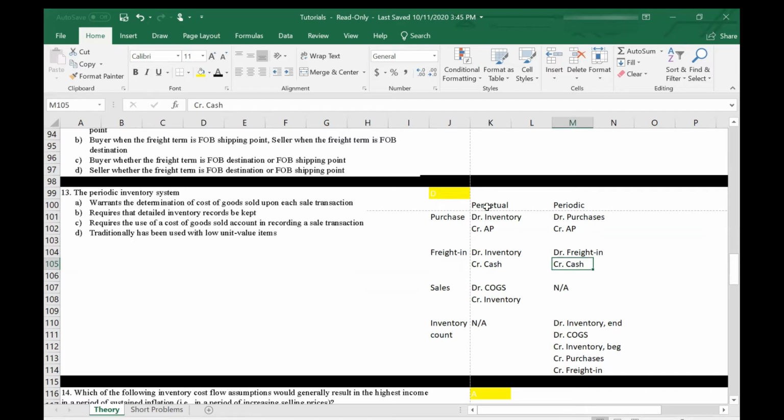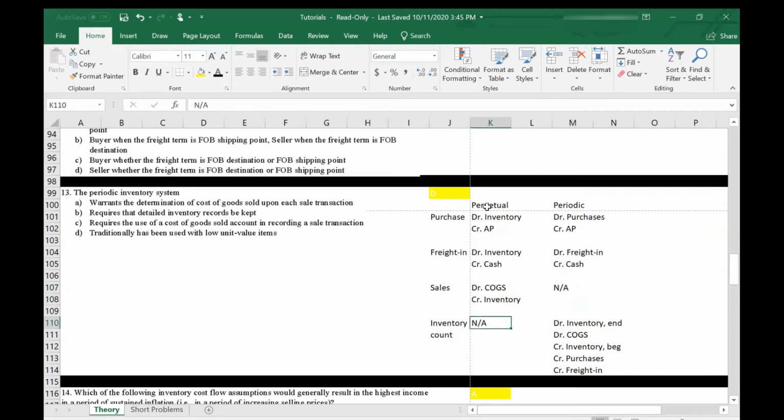If it's sales, again, from your first module, when you sell something on account, for example, you debit AR and then you credit sales. But the focus here is the accounting for the inventory, no? Pag perpetual, you debit CGS or cost of goods sold, you credit inventory. But for periodic, you don't have that entry kasi the CGS will be determined at the end of the period.